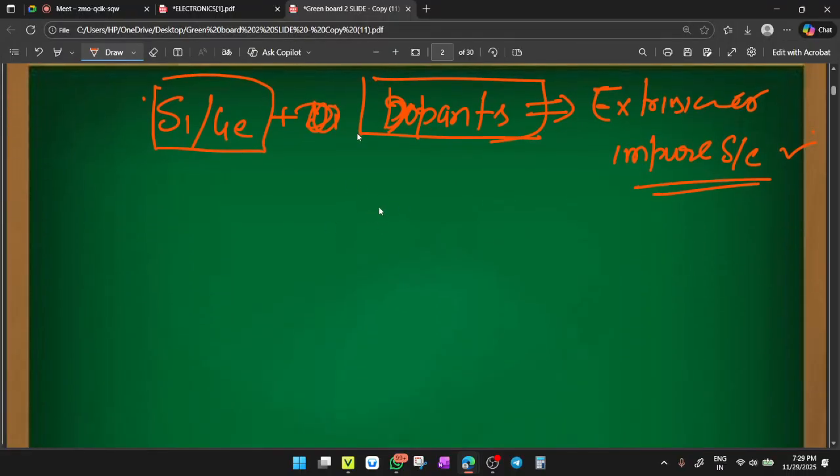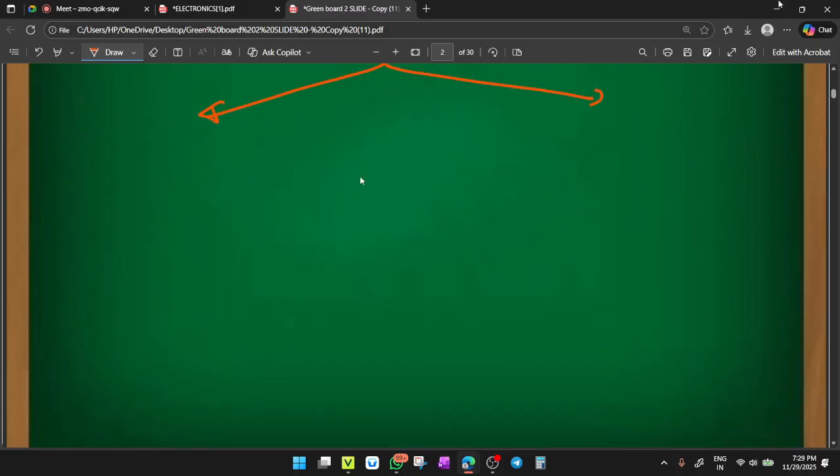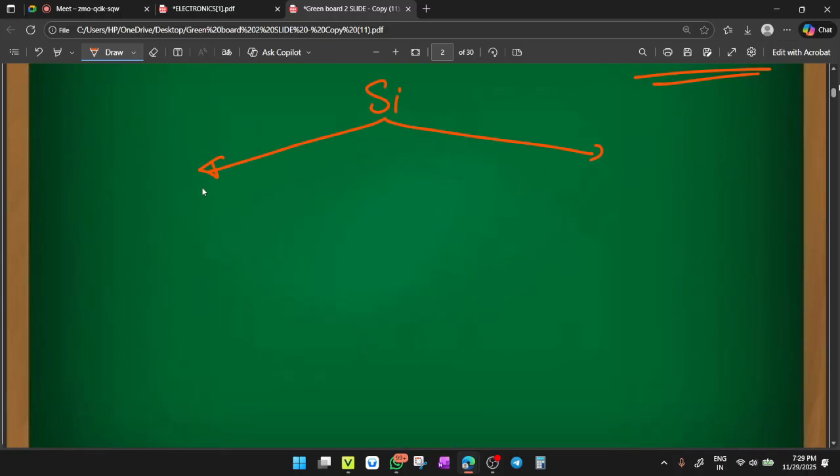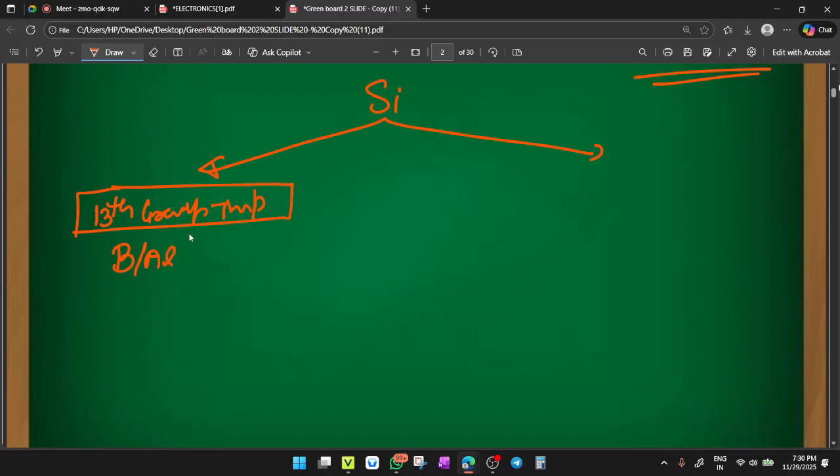So this is a pure semiconductor. You have to dope it. You have two choices. Either you add a trivalent impurity, a 13th group impurity. 13th group impurity means boron, aluminium, gallium, indium. Okay, these are the 13th group with valency plus 3.